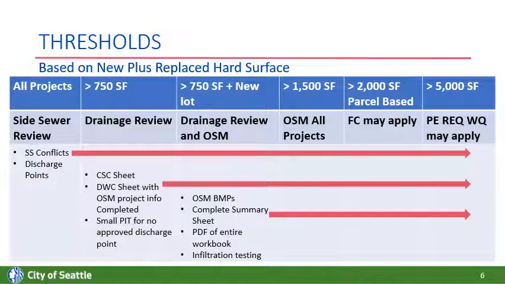So regardless of the level of new and replaced hard surface, there may be some side sewer conflicts that could occur. So the main drainage review threshold is greater than or equal to 750 square feet of new plus replaced hard surface. Once you hit that threshold, say you have a 400 square foot addition and a 350 square foot driveway or greater, then that's going to trigger drainage review, and we're going to require the 2 standard sheets.